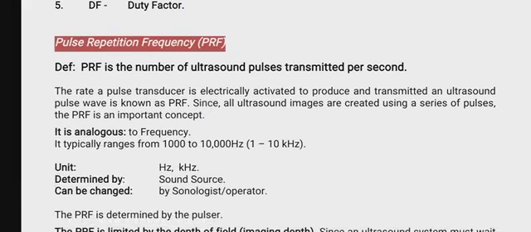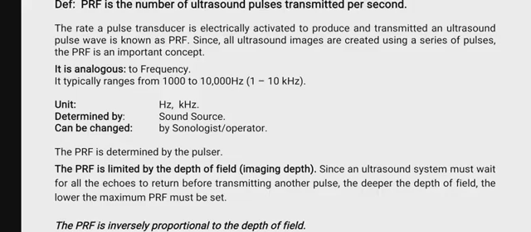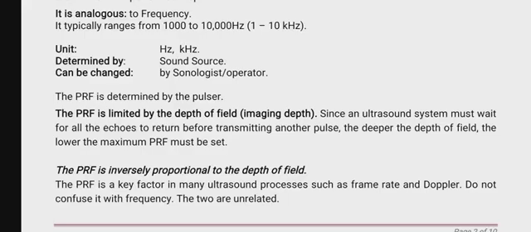So let's look at pulse repetition frequency, PRF. This is defined as the number of ultrasound pulses transmitted per second. The rate at which a pulse transducer is electrically activated to produce and transmit an ultrasound pulse wave is known as the PRF. Since all ultrasound images are created using a series of pulses, the PRF is an important concept. It is analogous to frequency, typically ranging from 1000 to 10,000 hertz. The unit is hertz, it is determined by the sound source, and can be changed by the sonographer. The PRF is determined by the pulsar. Remember the pulsar in the machine components? That's where it is determined.